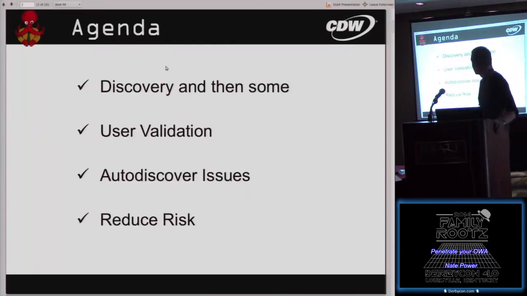We're going to be talking about some discovery methods that I've been using to be able to find a client access server on the internet. We'll talk about ways to actually be able to validate users without actually authenticating to the system. We'll be discussing some issues I found in the AutoDiscover service and how I've been leveraging those on a pen test. Then we'll talk about a few methods that we could do to actually reduce some risks.